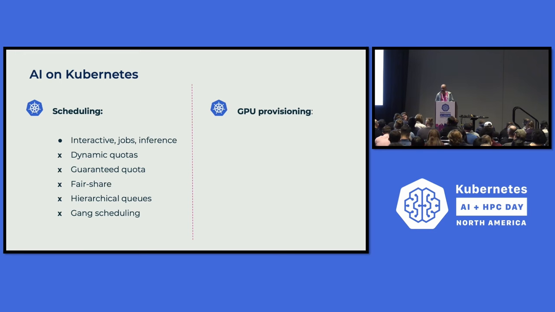GPUs can be provisioned in a dynamic way in Kubernetes, but the solution for provisioning fractions of GPUs in Kubernetes is somewhat limited. And over-provisioning GPUs is also very limited. Why not over-provision GPUs as you over-provision CPUs?